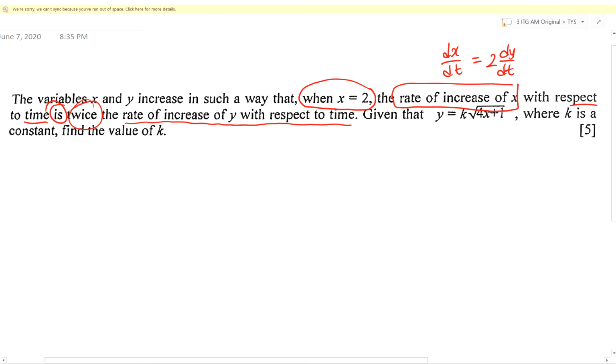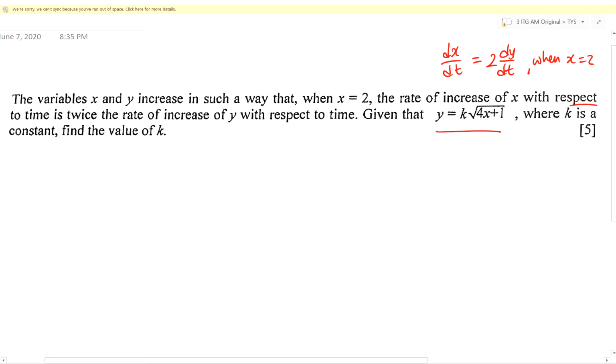So this is interpreting the second part of this sentence, but with a key phrase over here, when x equals 2. So it is not true that for all time, dx over dt is double dy dt. It is only true when x equals 2. So now they also gave us another piece of information, y equals k root 4x plus 1. K is a constant.